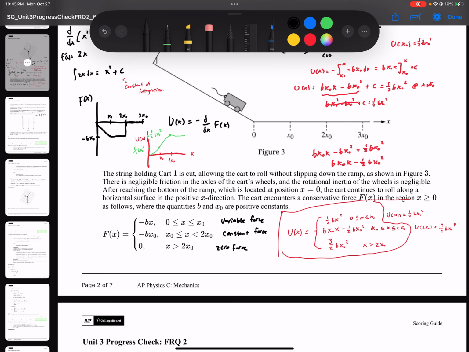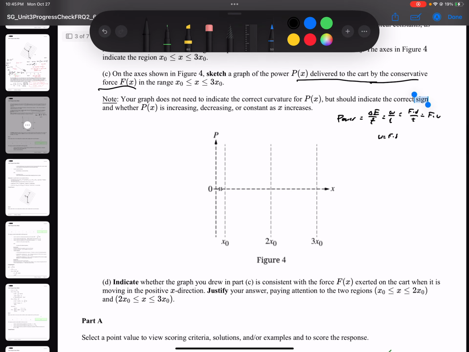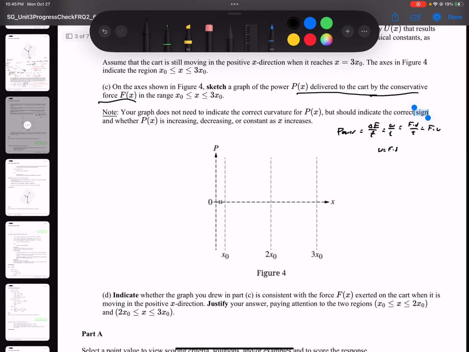So yeah, anyways, that's the basic idea. Something that's important to know about that is we're looking at the power delivered to the cart. So this is technically going to be negative, right? There's negative work done on the cart, right? The kinetic energy of the cart is decreasing.